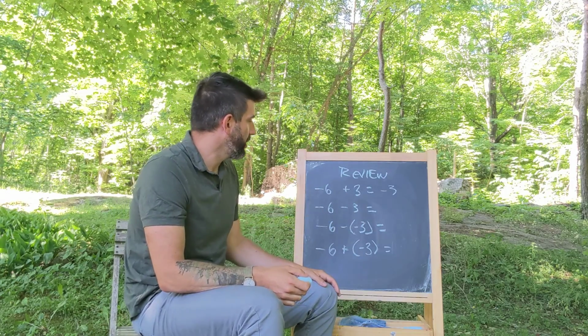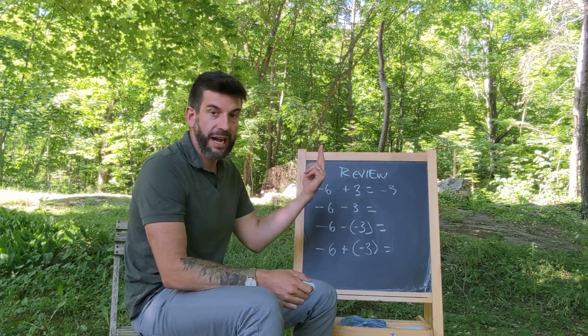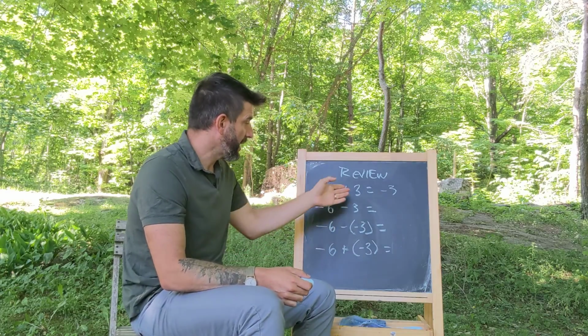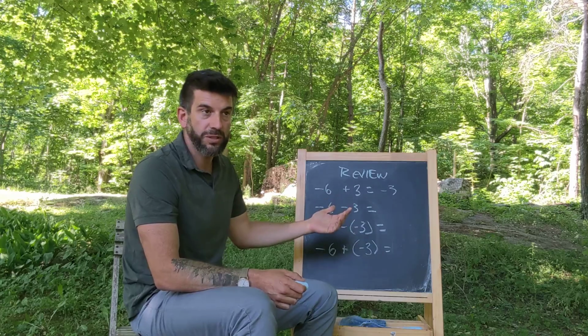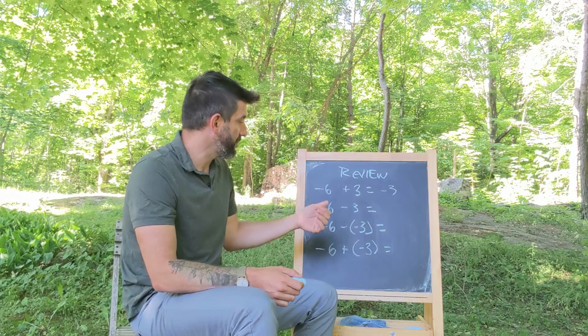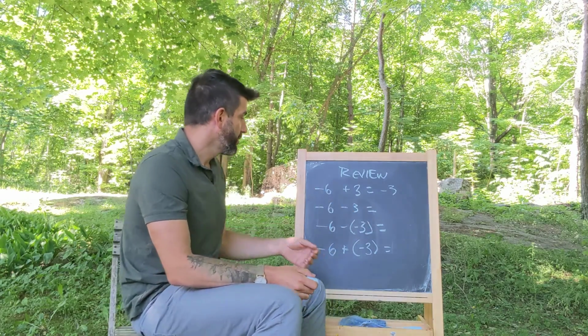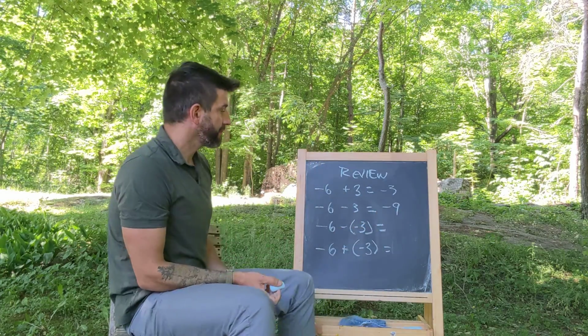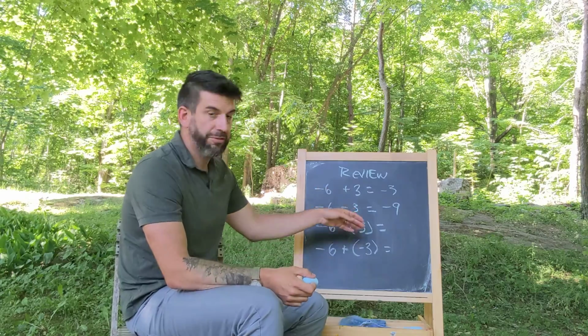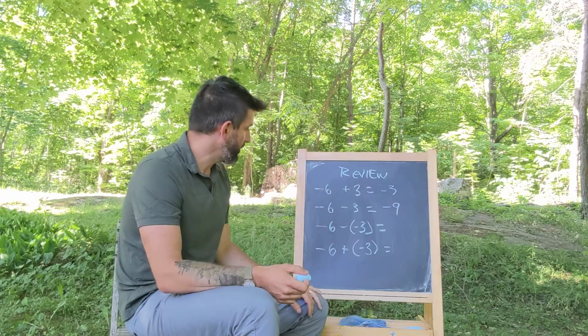-6 plus 3 is -3. It's going up in temperature. We added 3 hots. Here, -6 minus 3, we're taking away 3 colds. We're subtracting something. We're subtracting some cold. So -6 minus 3 is going to get colder. We're going to end up at -9. Okay? We're subtracting 3. It's going down. The temperature's going down.